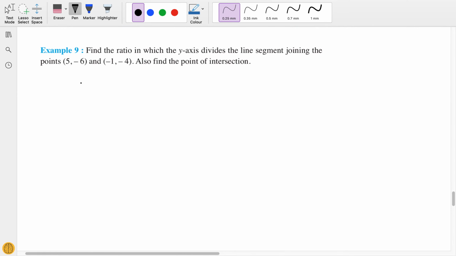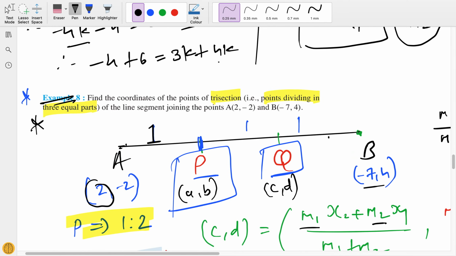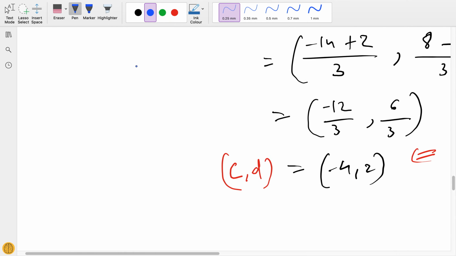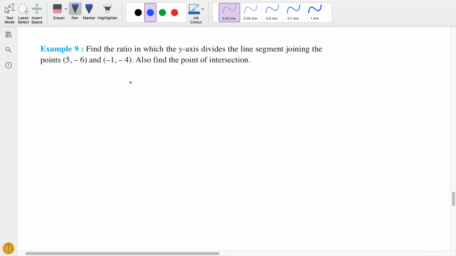Let's move on to the next question. So this question was of trisection, where the points divide the segment into three equal parts. You have to see that the section formula is used to find the coordinates of the point which divides the line segment, but these types of questions come in many different ways and many different permutations and combinations. Okay, so the next question is also interesting.